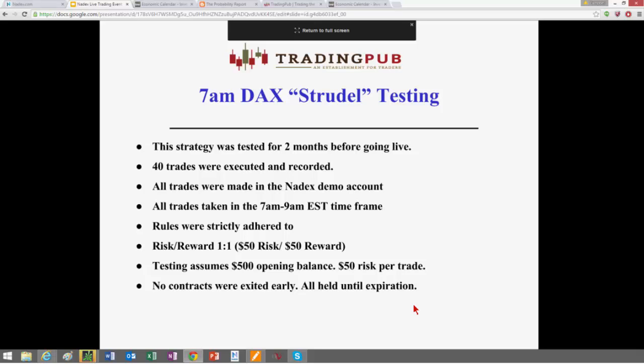It assumed that I was opening an account with a $500 balance. I did not exit any contracts early. They either won or they lost, so they all got held till expiration. And here's how it worked out.